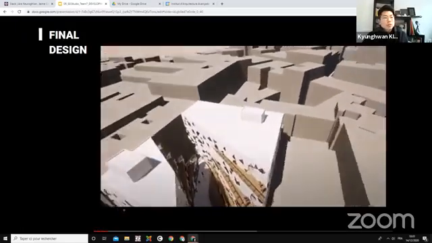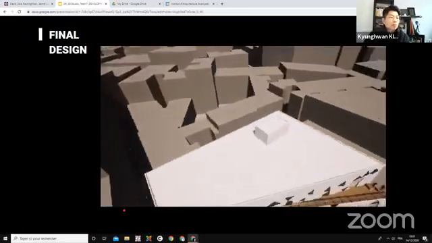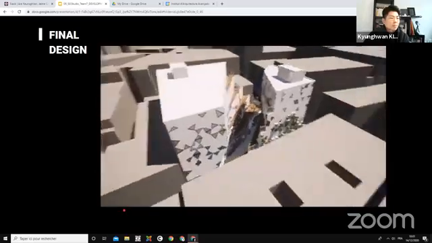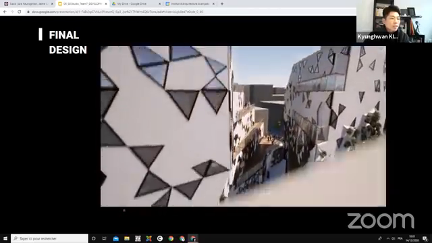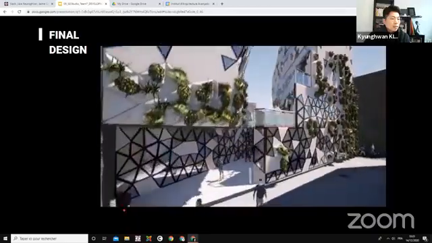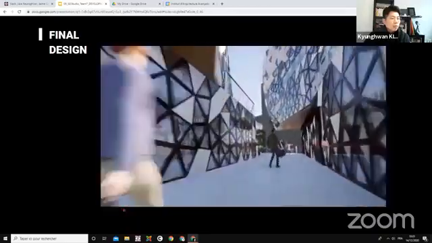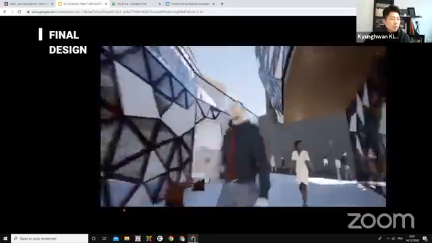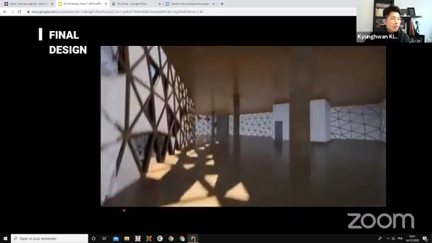So this is our facade design. So proposition 1 was like fewer windows, and then we have a circulation, and then this is building A.